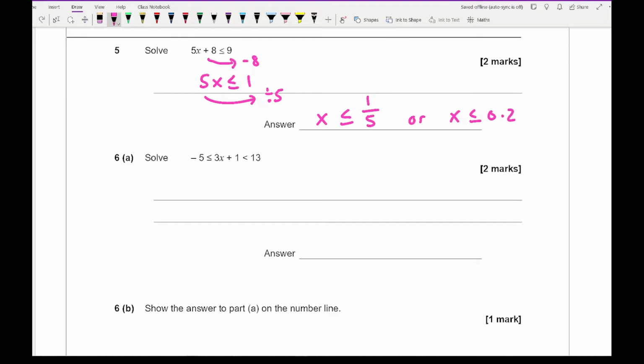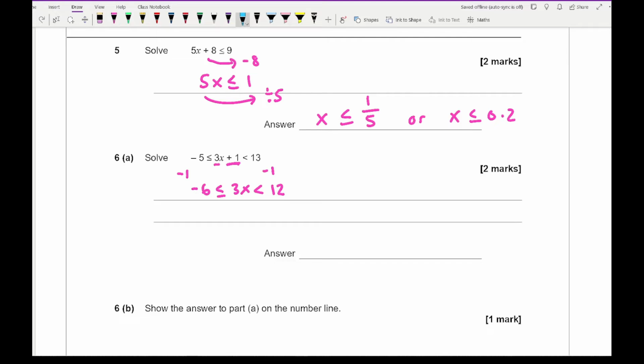Moving on to question 6a. So again, we've got another interval question. So I need to get rid of the 3 and I need to get rid of the plus 1. So the first thing I need to get rid of is this plus 1. And how do I do that? Is by taking away 1 from the other two numbers. So this then becomes 6. The 1 disappears from the middle, so I'm just left with 3x, and the 13 turns to 12.